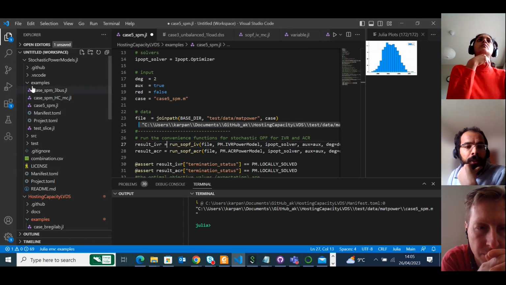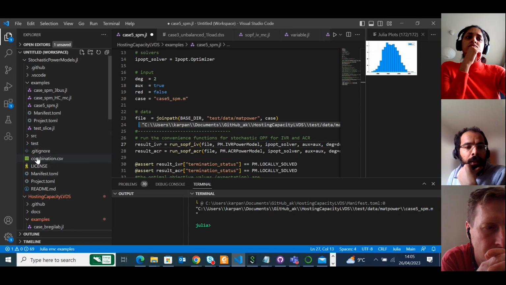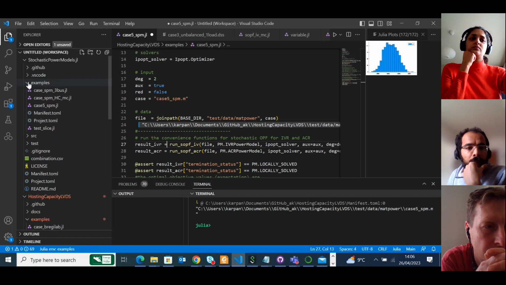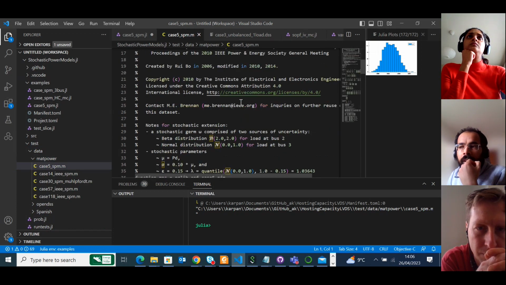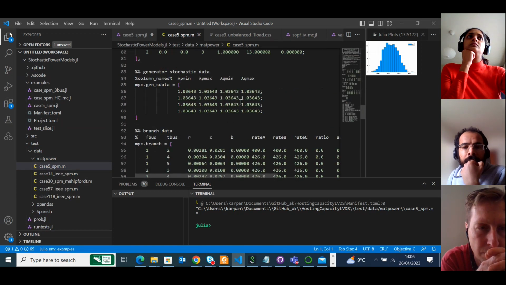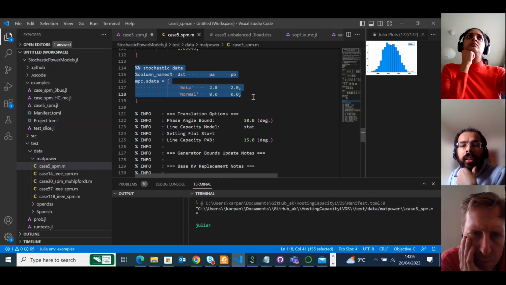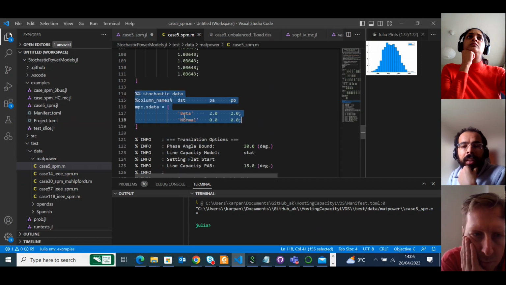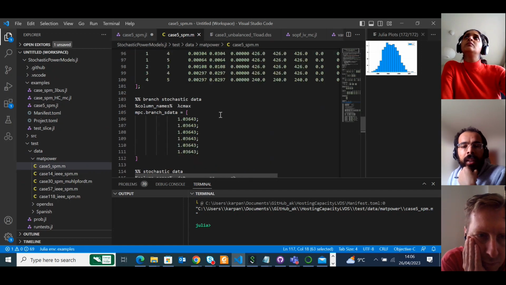If you want to see how it looks like, case 5 examples. It should be in test, data, matpower, so case 5 SPM. So it's the original file, but then what we add extra is the stochastic data. Basically we give the input uncertainty beforehand in the file itself manually. So what are the uncertainties in the system? Here we have two uncertainties, beta and gamma.